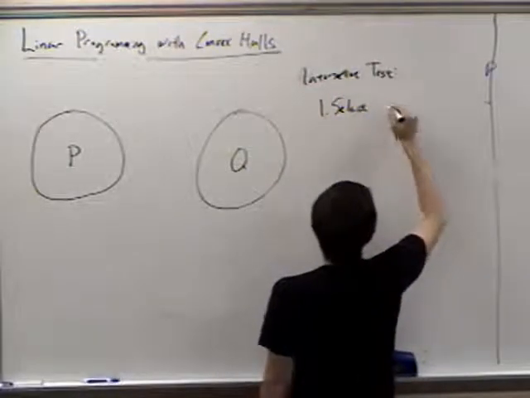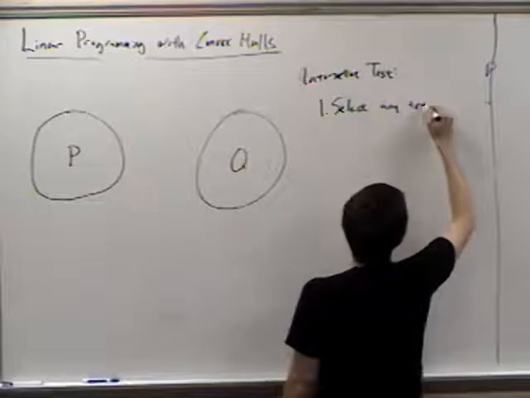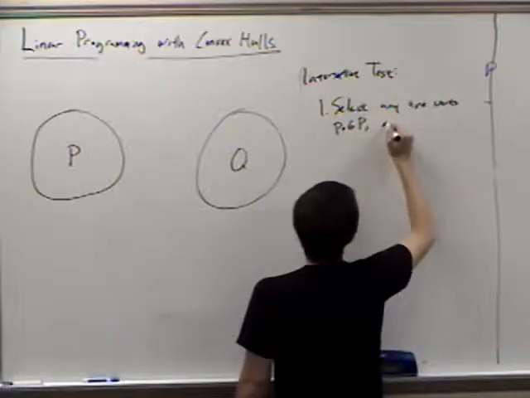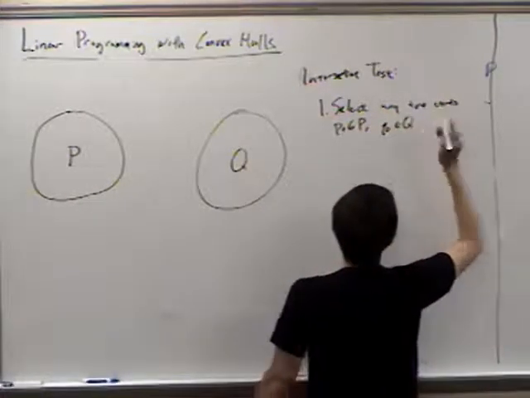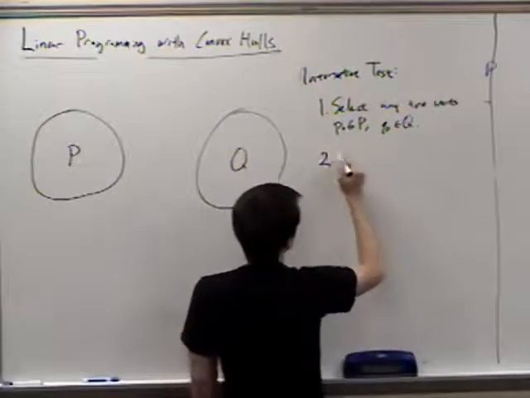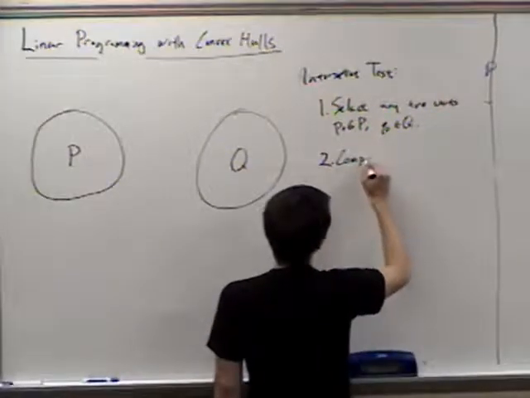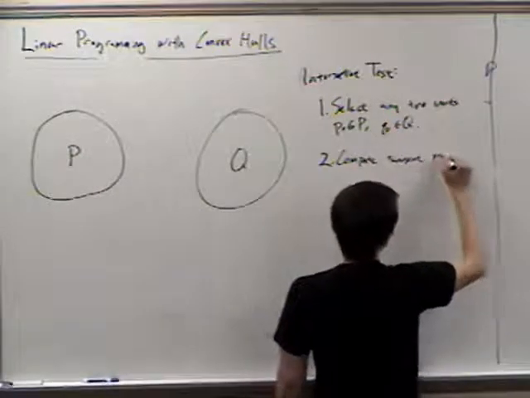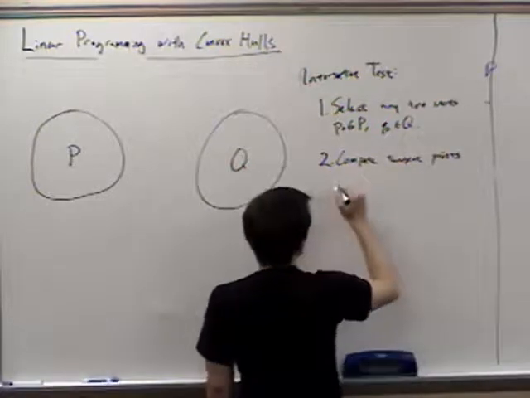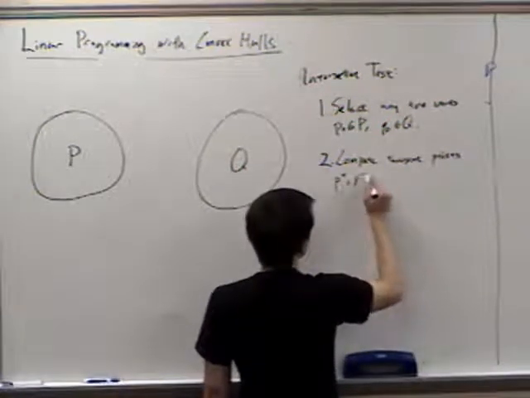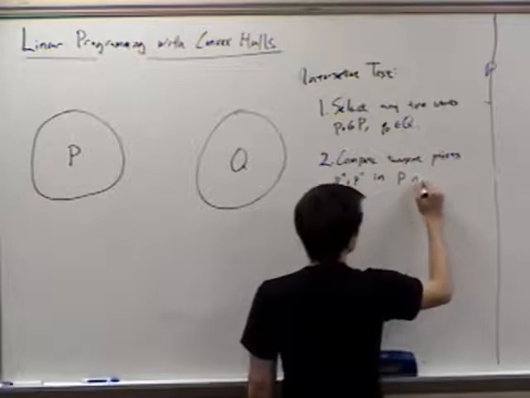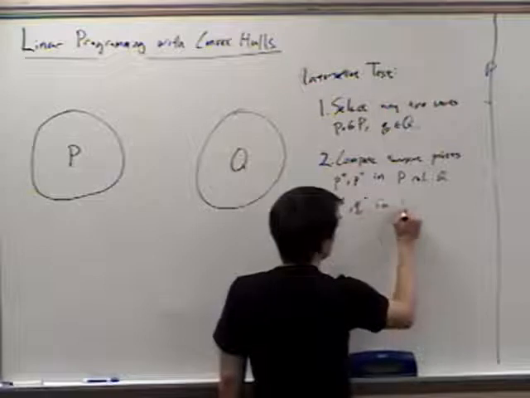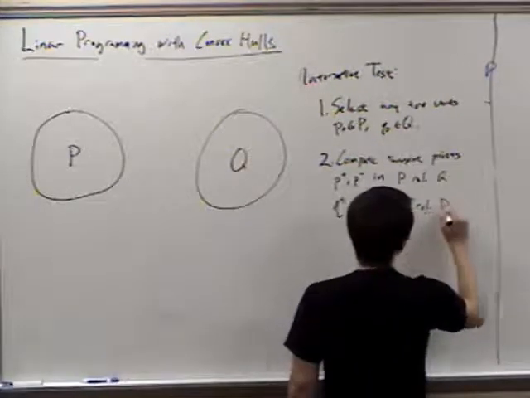Step 1: select any 2 vertices, P0 in P, Q0 in Q. And step 2: we're going to compute tangent points. We'll call them P plus, P minus in P relative to Q, and Q plus, Q minus in Q relative to P.